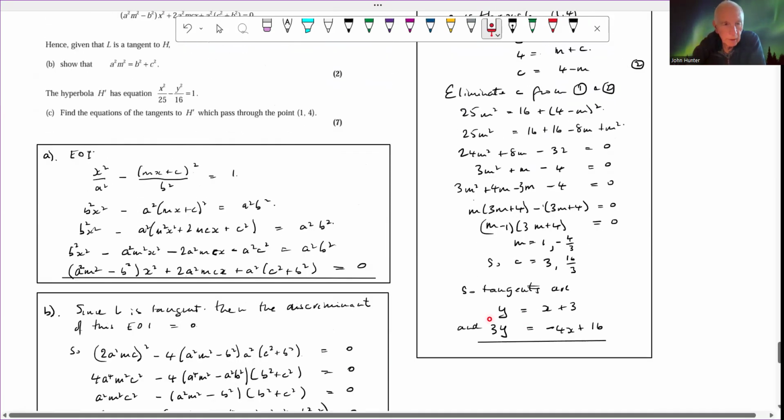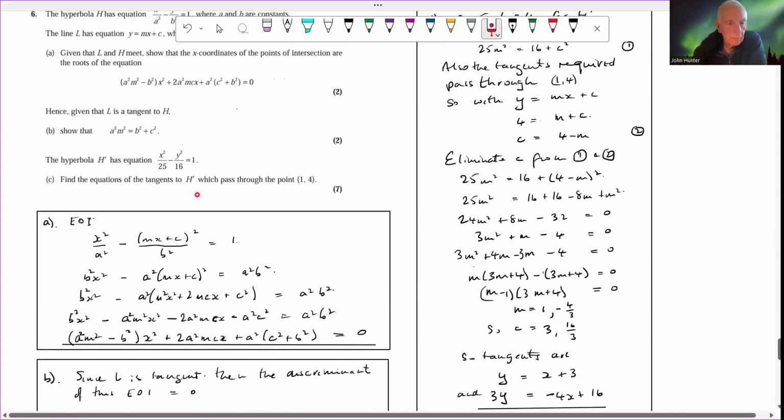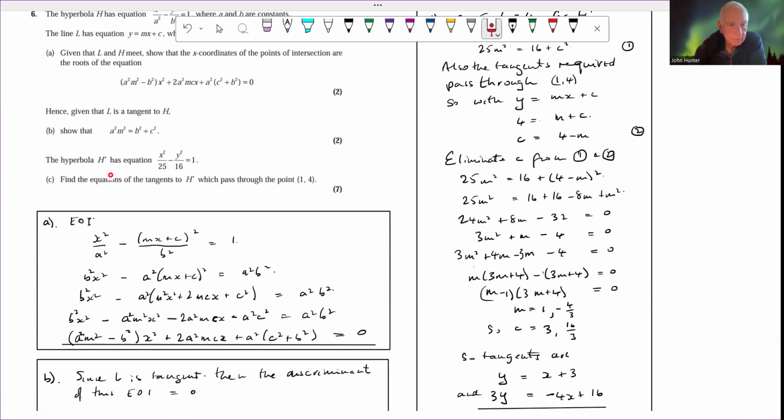Right. Now the third part. Now this really threw me, I have to say. I had to go away and think about this one. The hyperbola H dash has this equation. Find the equations of the tangents to H prime which pass through the point (1, 4). Right. I could only see this as attacking it as a new problem, but if I walked away from the problem for a minute or two, I realized that, of course, we have created this relationship.